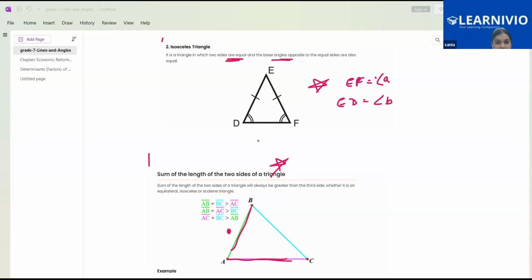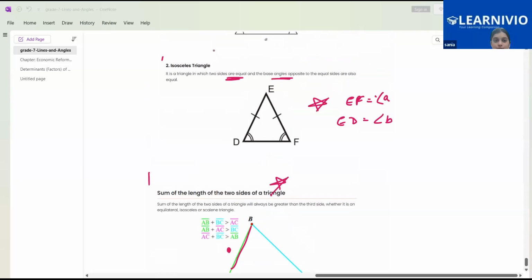Ma'am, now can you explain the concept behind the two special triangles? Ma'am, done. Ma'am, done. Okay. I'm done. I'll just wait for 1 minute.